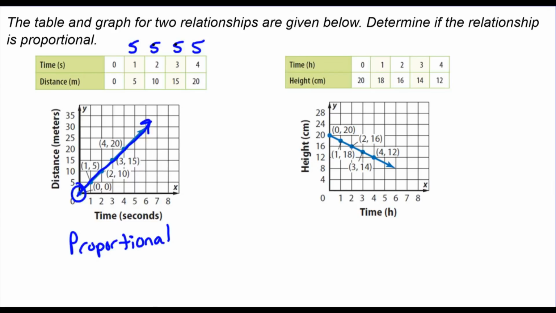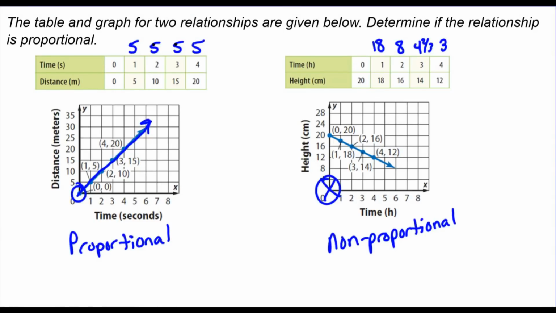The one on the right is non-proportional because it is a straight line, but it does not go through the origin. So this is not proportional. And again, we can back that up. Looking in the table, we've got 18 centimeters per hour. This is 8 centimeters per hour. This is 4 2/3 centimeters per hour, I believe, and that is 3 centimeters per hour.